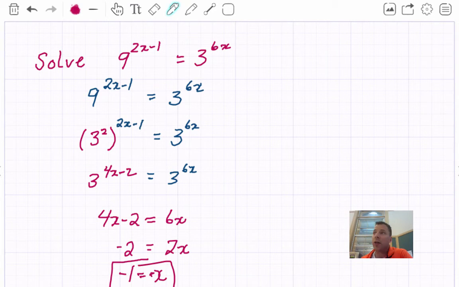There we go. So, all right, that's solving exponential equations by hand. These are with the same bases.